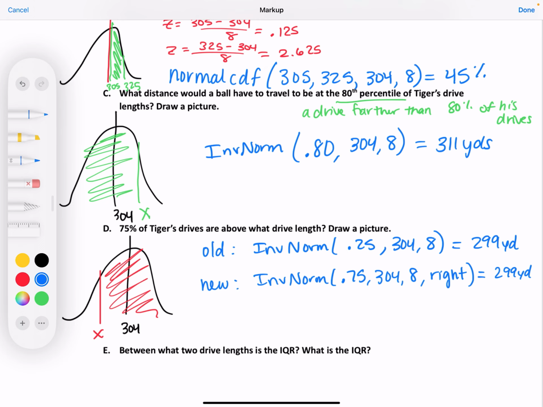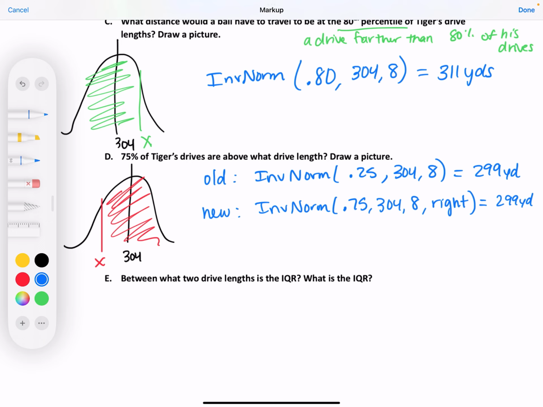And then the last one: between what two drive lengths is the IQR, and what is the IQR? So the IQR is between what two percentages? Q1 and Q3. 25 and 75%. So I'm looking at, obviously my mean is here. At 25% and at 75%, my IQR is going to be in this range here.